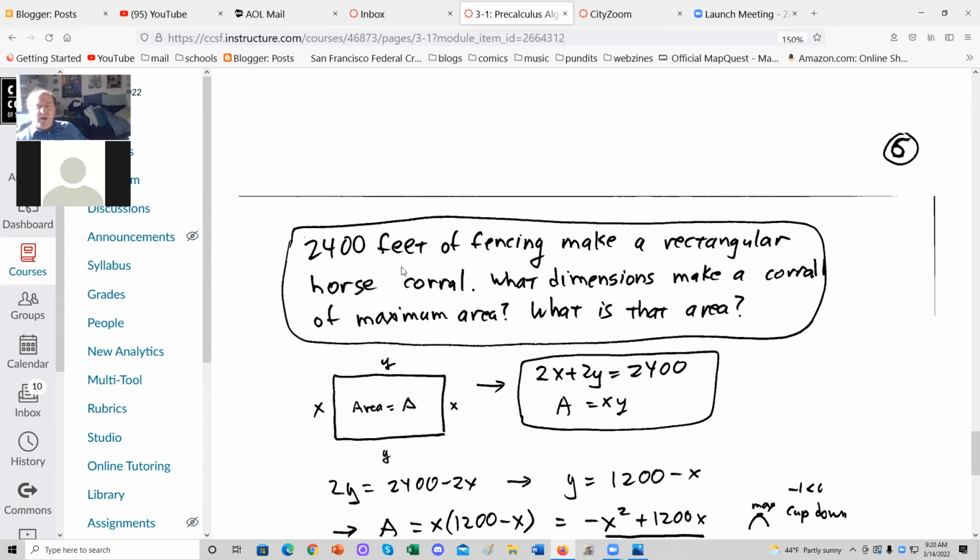Now here we have 2,400 feet of fencing to make a rectangular horse corral like that. What dimension gives it a maximum area, and what is that area? So we have this x by y with area A, and twice x plus twice y is 2,400, and A equals x times y. I want to maximize A. Okay, first we solve for y from here. You get 2y equals 2,400 minus 2x. So y equals 1,200 minus x.